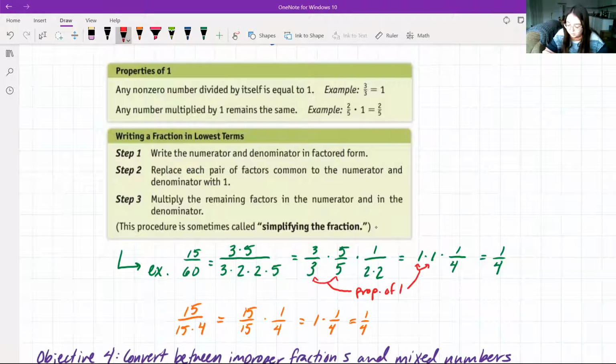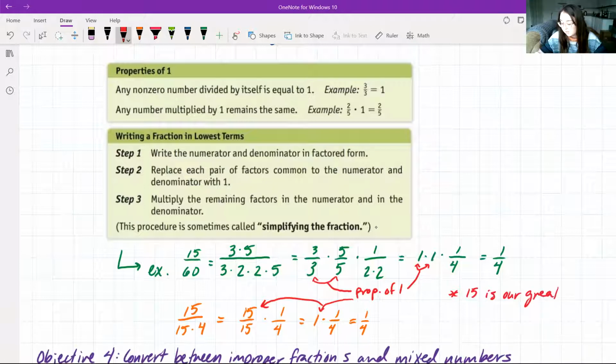Let's draw another little red arrow here. Property of 1. So there are 2 different ways you could do it. If it's not incredibly obvious what the greatest common factor would be in that moment, you can always break it down by the prime factorization and use that instead. So we can say here, just as a note, 15 is our greatest common factor.